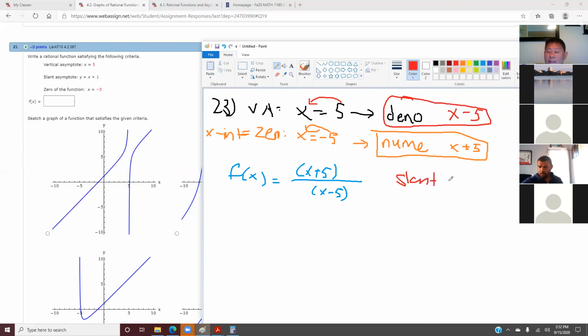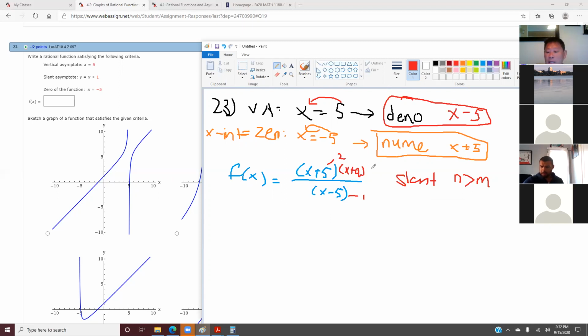And now we're talking about the slant asymptote. Since the slant asymptote tells us that the top power has to be greater than the bottom power, that means this one is already power 1, so this has to be power 2. In order for us to have a power 2, this one has to be x plus a, because when you FOIL this, you get x squared, that is power 2, and this is power 1. So now we just need to figure out what this a is.